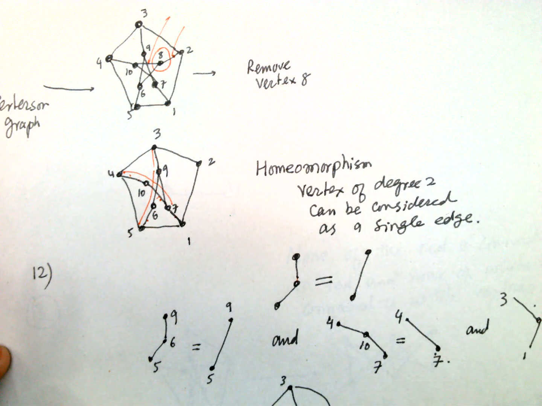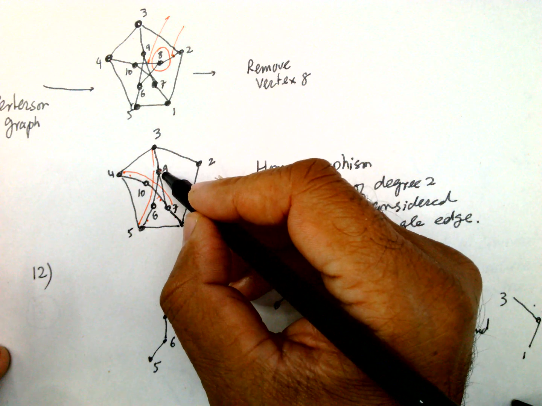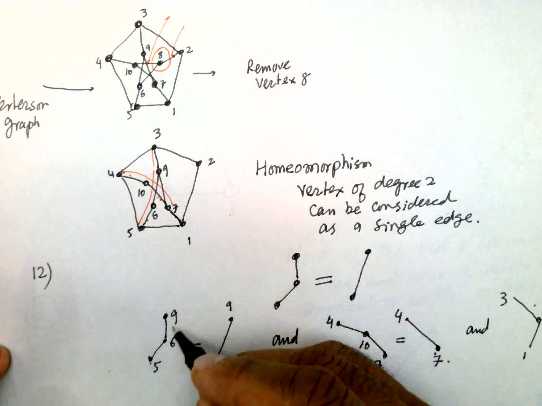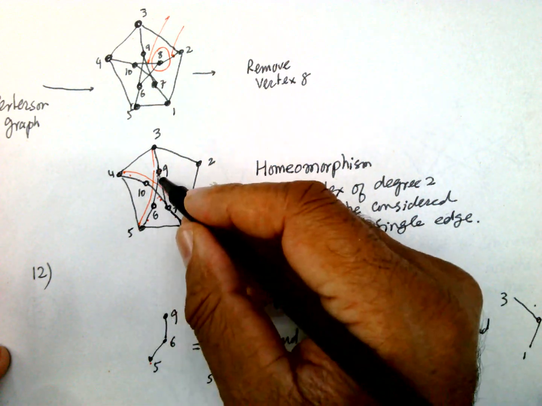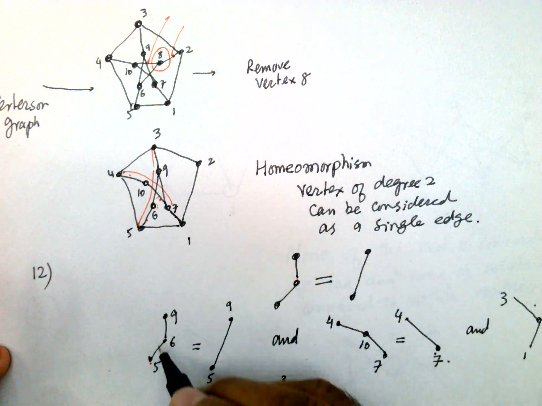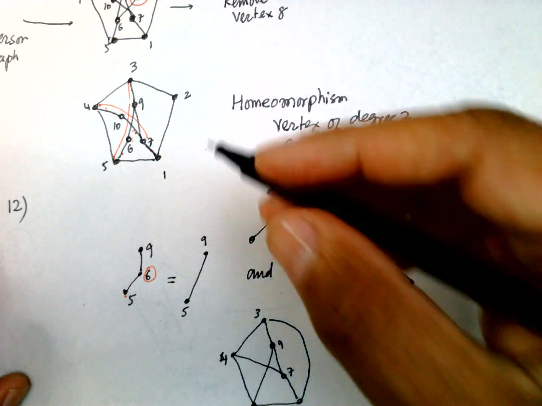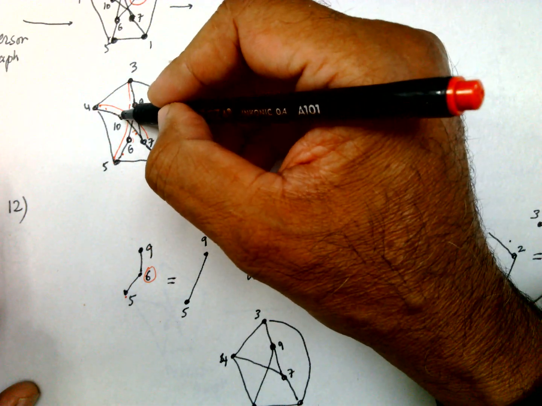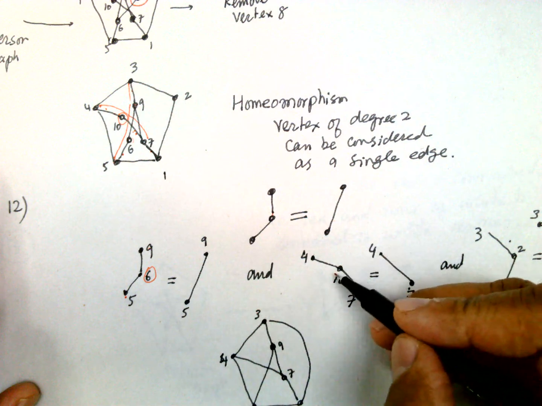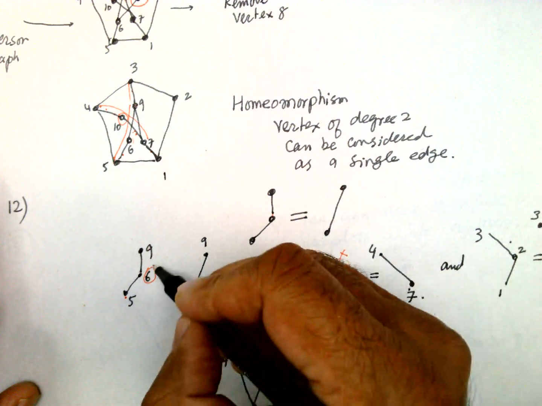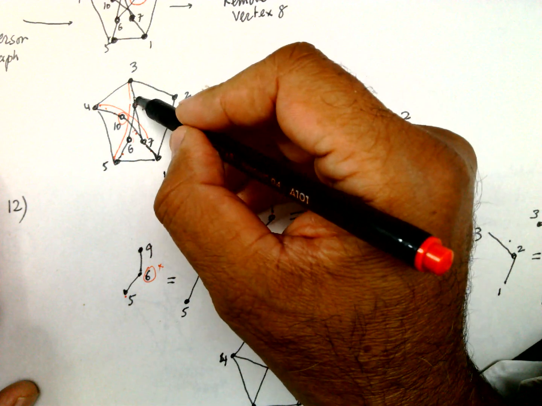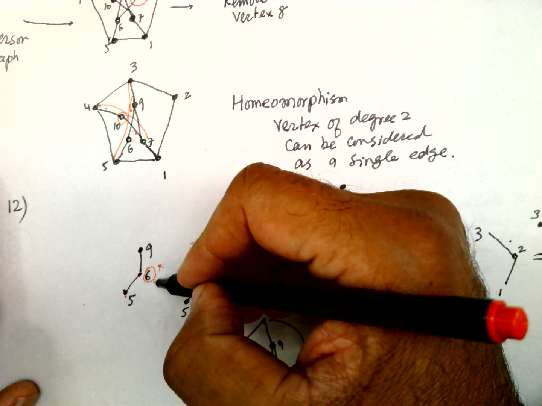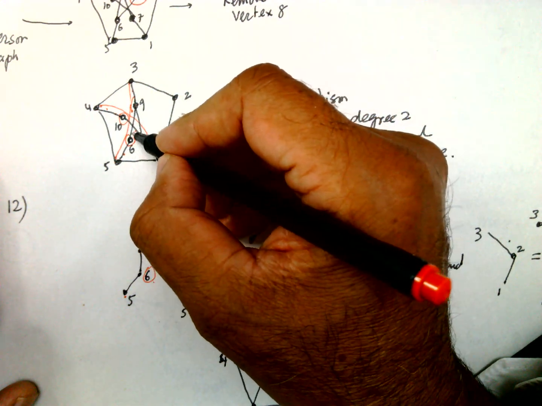So like this one. If you do this one, so this is 9 and 6 and 9, 6 and 5. So this can be smoothed as 5 to 9, and this 6 will be gone. Similarly, this one 4, 10, and 7, 10 is gone. So 10 is gone, 6 is gone.